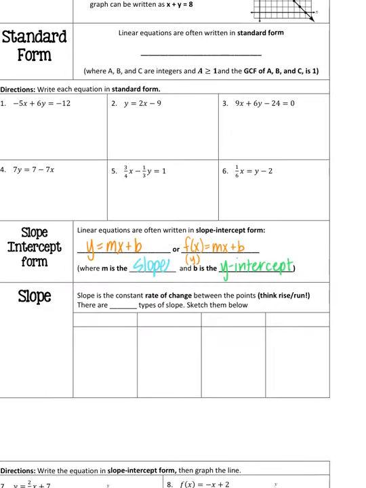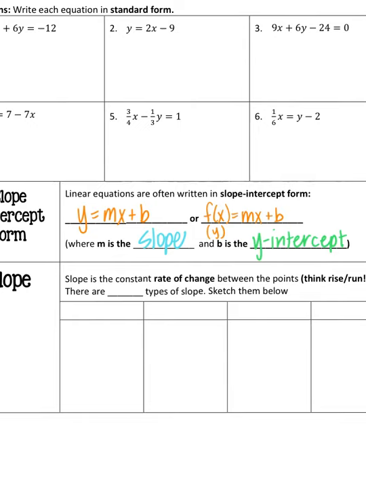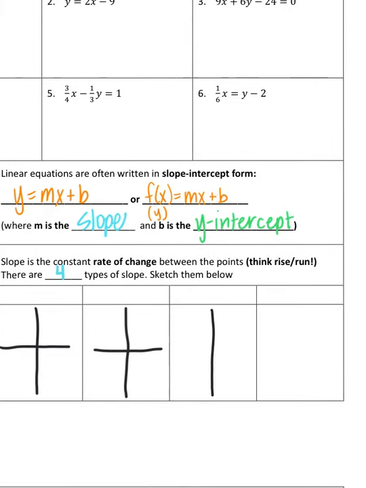Okay, so let's look at a couple different ways. Let's just talk about slope for a second. Slope is the constant rate of change between the points. When you're doing slope, you always want to do rise over run. So up and down first, and then left to right second. Up and to the right is positive, down and to the left is negative. So keep that in mind when you're graphing. We have 4 types of slope, and I'm just going to go ahead and draw 4 graphs really quickly to show you the different types.